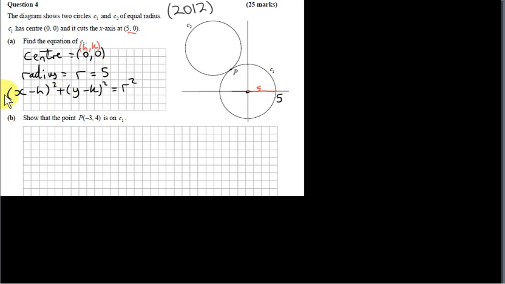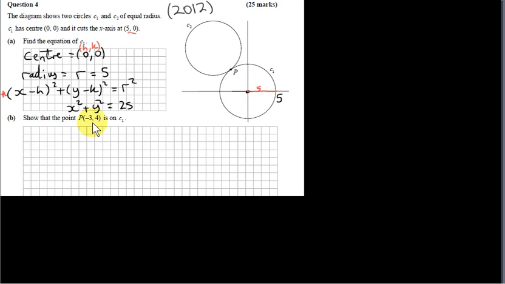The equation of any circle is given by this formula here: x minus h all squared plus y minus k all squared equals r squared. You can just look this formula up. If we put in 0 for h, 0 for k, and 5 for r, we get x minus 0 squared, well, that's just x squared, plus y minus 0 squared, that's just y squared, equals 5 squared, which is 25.